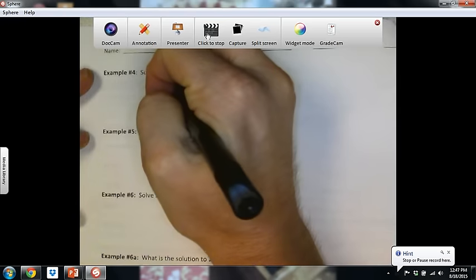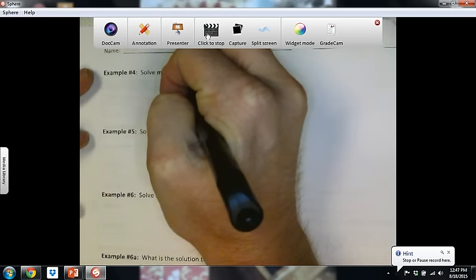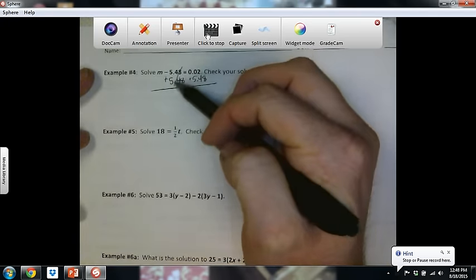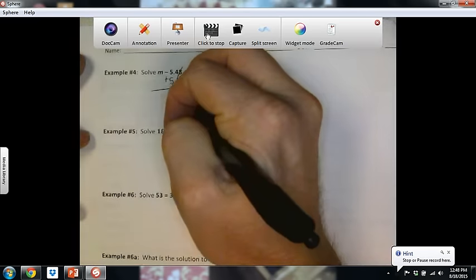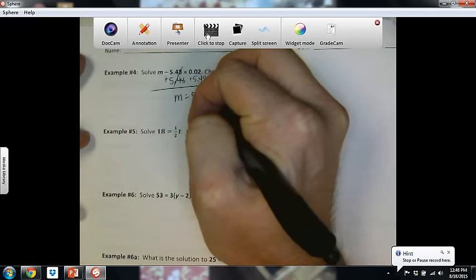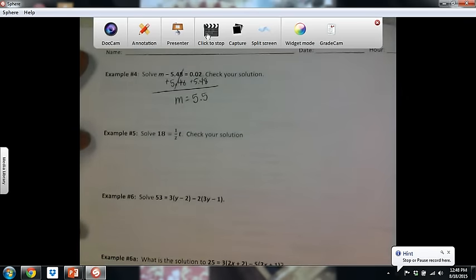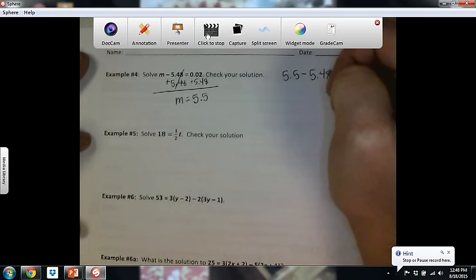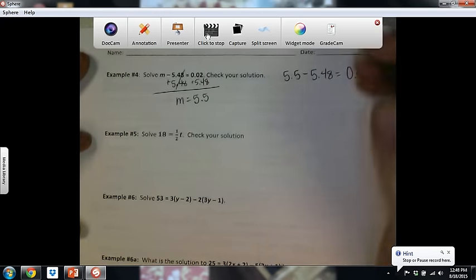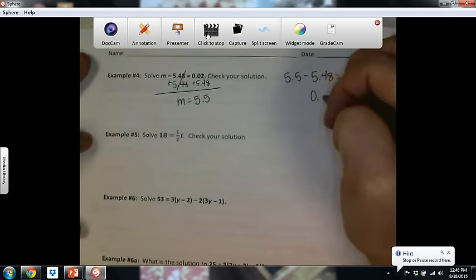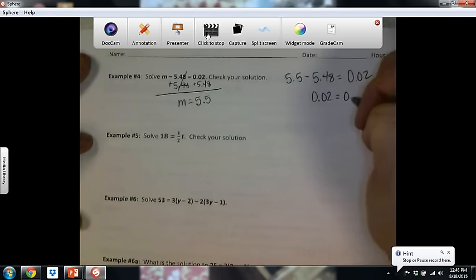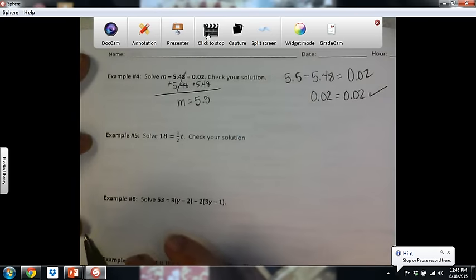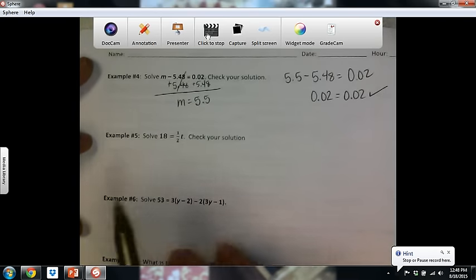For number 4, I'm going to add 5.48, or 5 and 48/100ths, to both sides to keep this equation in balance. Doing it on the left side cancels those things out, and I'm left with m equals 5.5. To check your solution, you would simply plug it back in. So 5.5 minus 5.48 is equal to 0.02. You are welcome to put that in your calculator, but those two sides are equal to each other, so that answer checks. Checking your solution is something you want to get in the habit of doing.